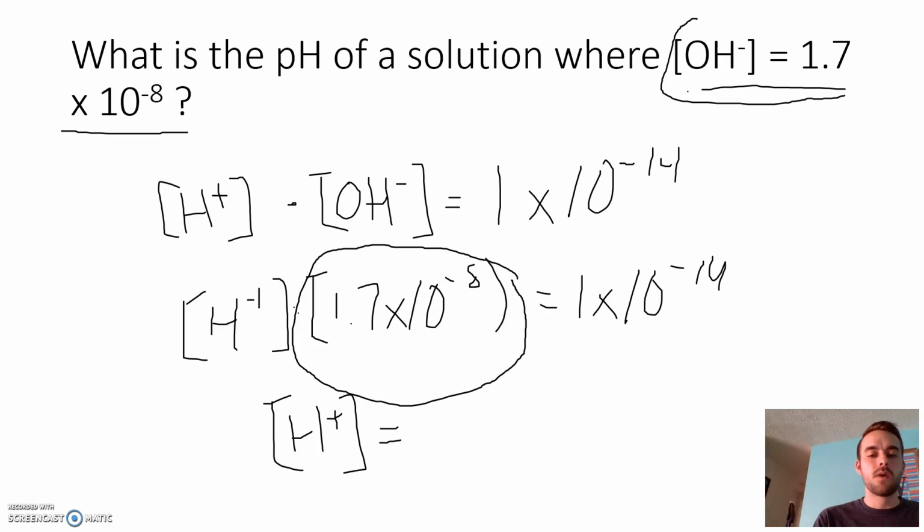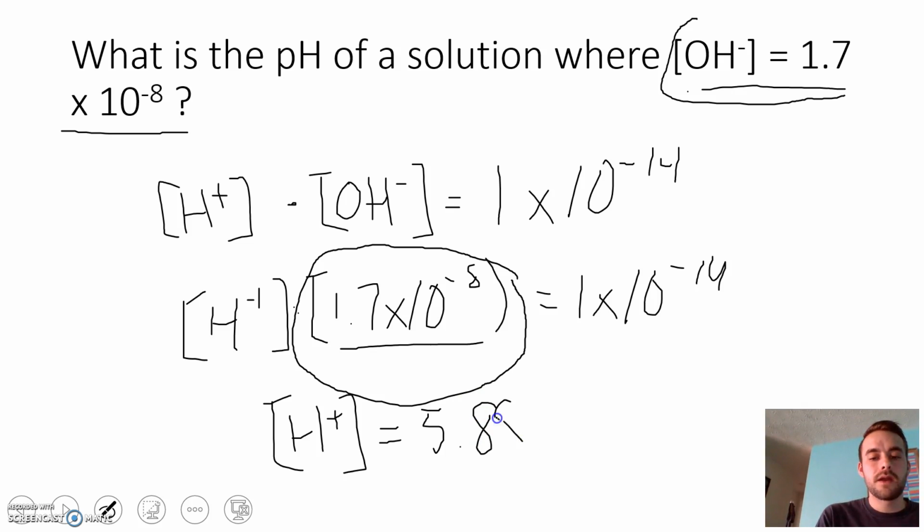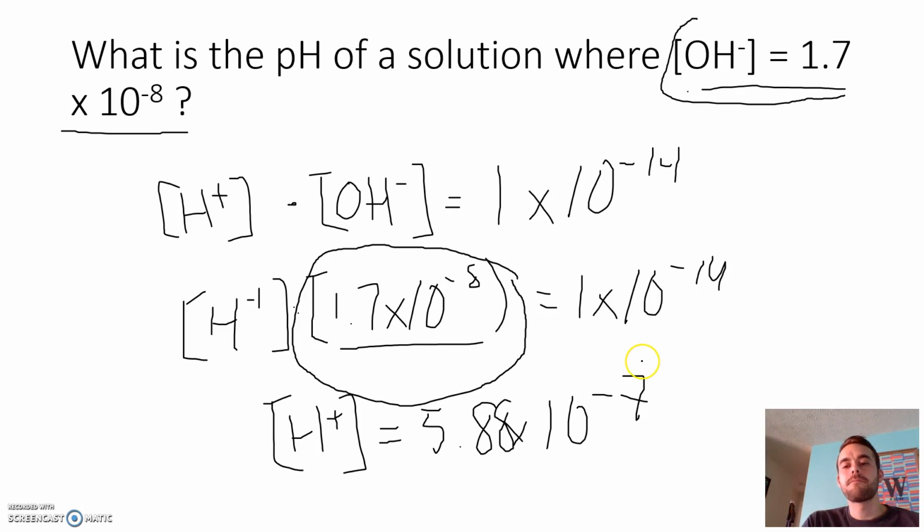Okay, so as you do that, make sure that you put parentheses around the 1.7 times 10 to the negative 8, since you're going to be dividing by something that has an exponent. You want to be careful about order of operations. So if you did this correctly, you should get 5.888 times 10 to the negative 7, and you could round that to 5.9 if you wanted to deal with sig figs. And that tells you how much H plus you have in your solution.